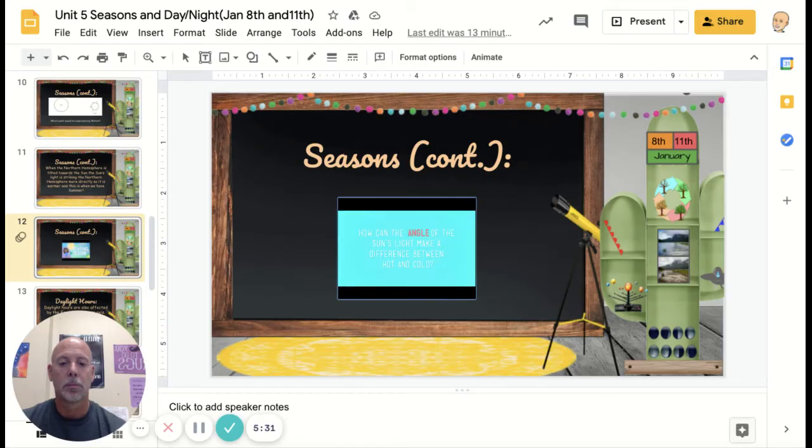But how can the angle of the sun's light make a difference between hot and cold? Well, try this little trick with a flashlight. Get a flashlight and dim the lights in your room a little bit. If you turn the flashlight on and point it straight down onto your desk, you'll see a small, bright, concentrated circle of light. That's kind of how sunlight hits the northern hemisphere during the summer.